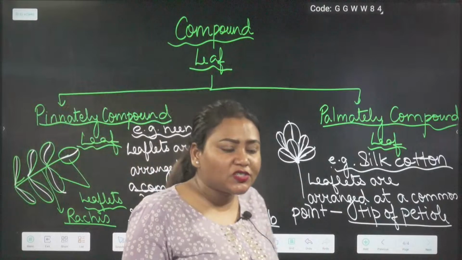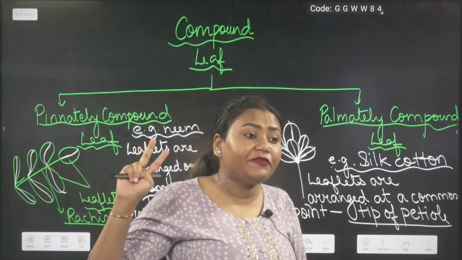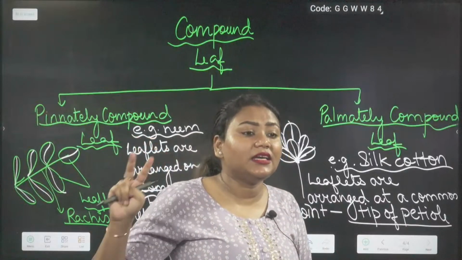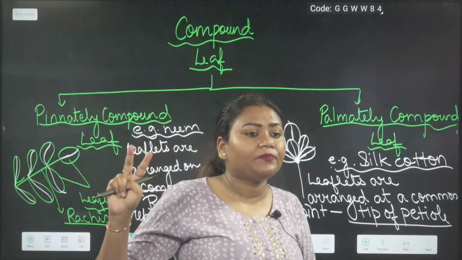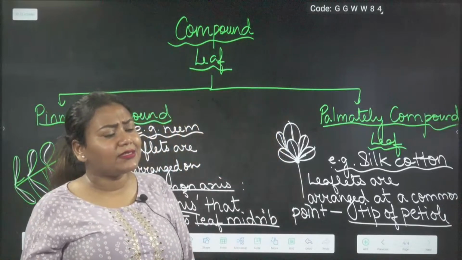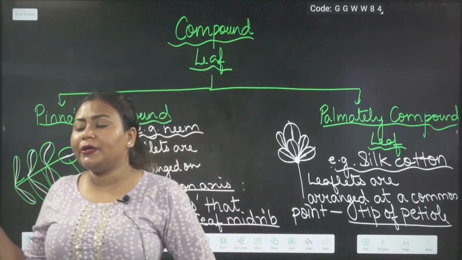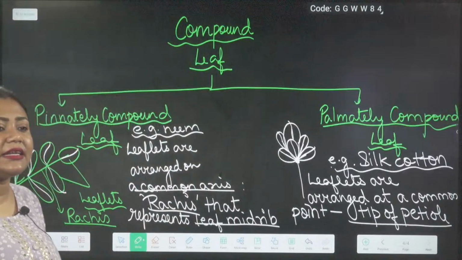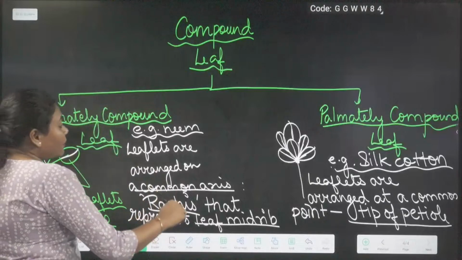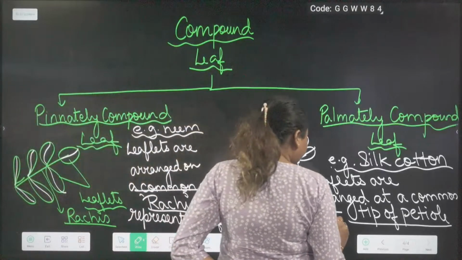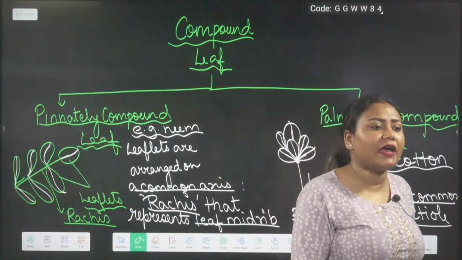Okay. So what did you study? If the leaf lamina is whole, then it is a simple leaf. Yes, leaflets will have veins and veinlets, otherwise how will they transport water and minerals? Pinnately compound leaf: the leaf is cut and it has leaflets. Palmately compound leaf: leaflets are arranged at a common point, that is the tip of petiole. That is the difference between simple leaf and compound leaf.